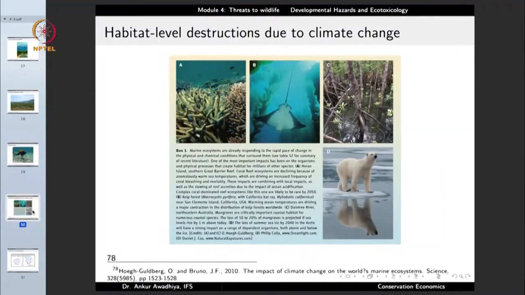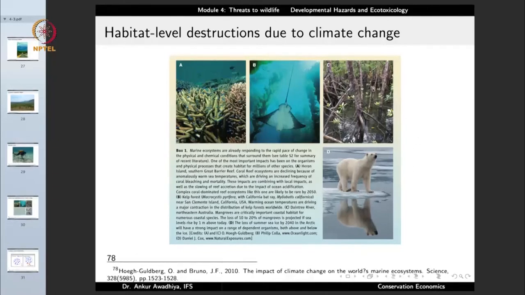Because of an unsustainable economic growth, we are spewing out so much greenhouse gases such as carbon dioxide that the Earth's temperature is rising. So it is impacting the coral reefs, it is impacting the polar bears whose habitats are now going down. There are a number of instances in which the ice sheet has become so less that now these polar bears do not have a place to rest.